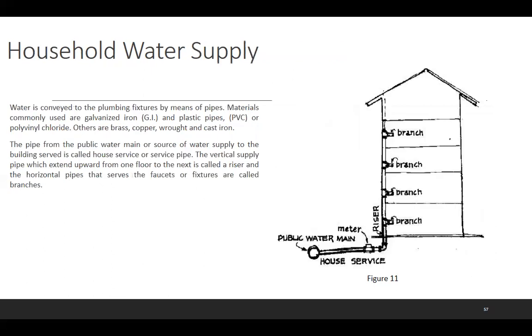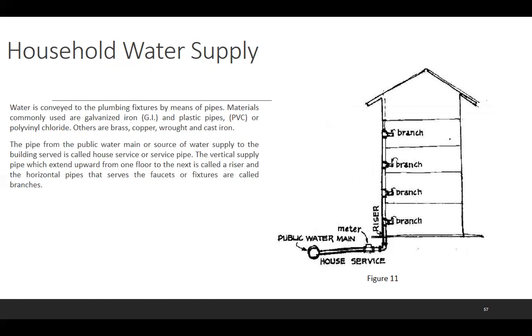Next is the household water supply. Water is conveyed to the plumbing fixture by means of pipe. Materials commonly used are galvanized iron. Marami pa sa ating galvanized sa mga iba-ibang lugar, malalayo. Pero sa sentro, Manila, ginagamit na is PPR o PVC, pagkat water supply, pwede ang PVC.